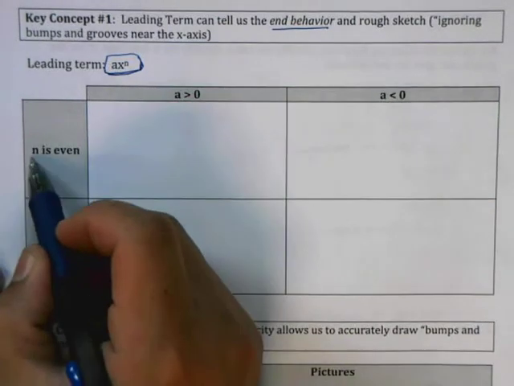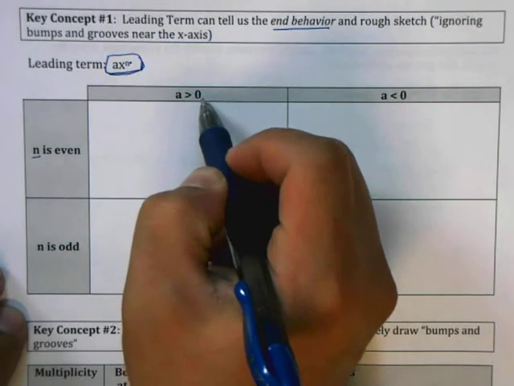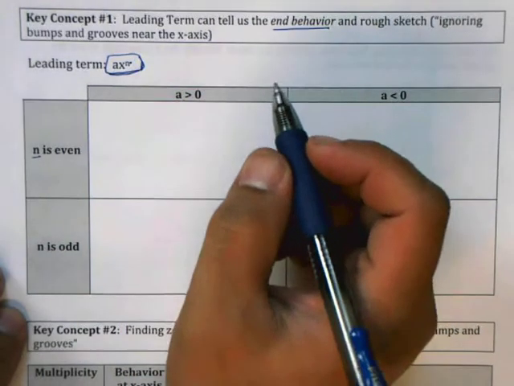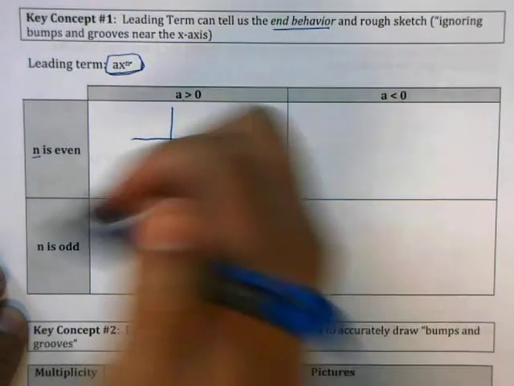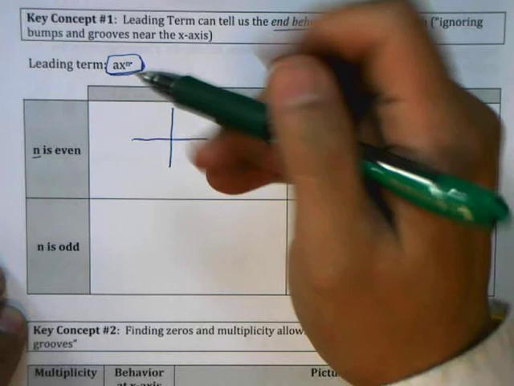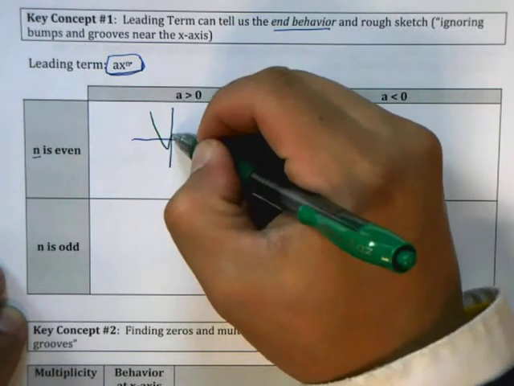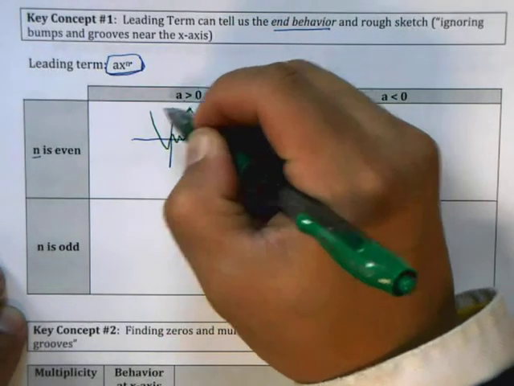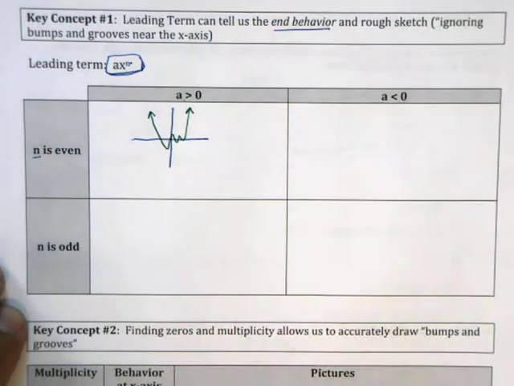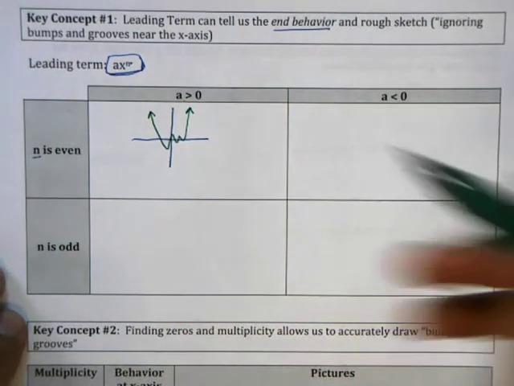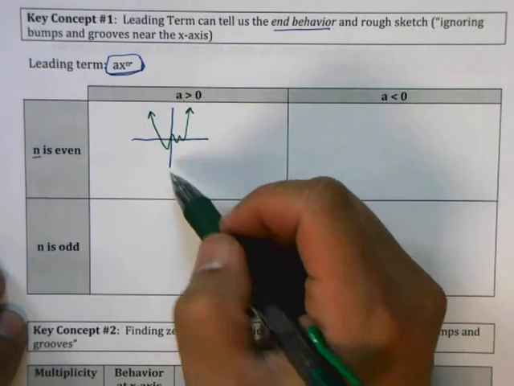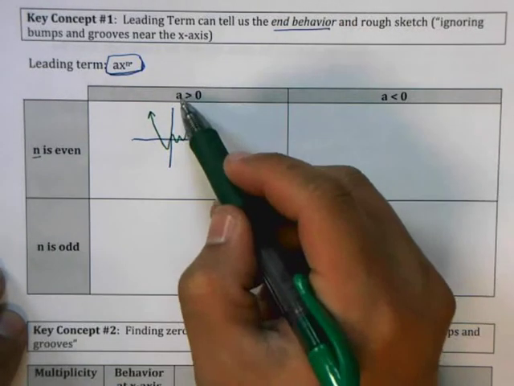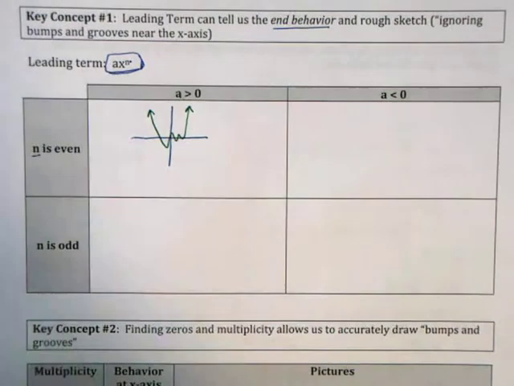And so if n is even, in other words, if the power here is even, and a is greater than 0, in other words, a is positive, then you're going to get a graph that looks roughly like this. Now, it's not going to be perfect. It's going to do some weird stuff in here, but basically it's going to make some sort of a W-shaped or U-shaped graph. There's going to be all these bumps and grooves in here, and we'll deal with that in a minute. But if we know that n is even and a is positive, then it's going to look like that.